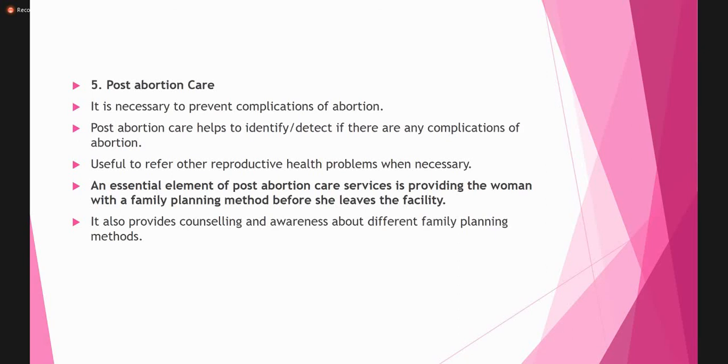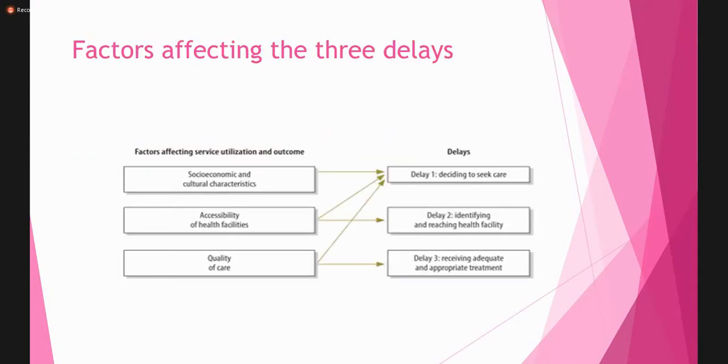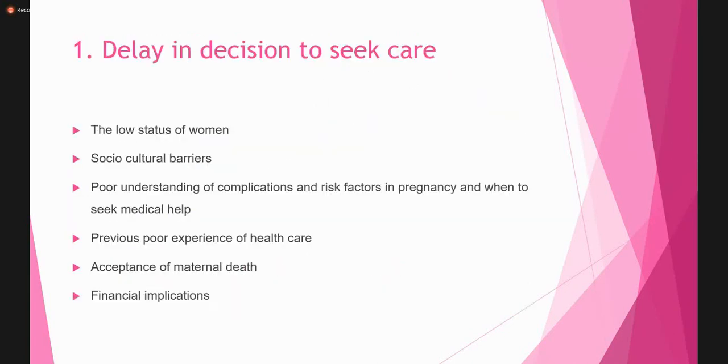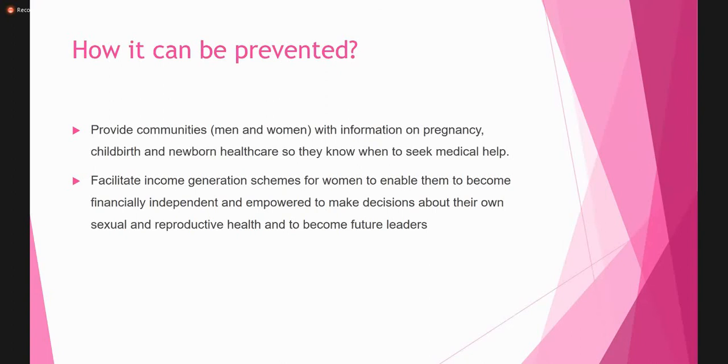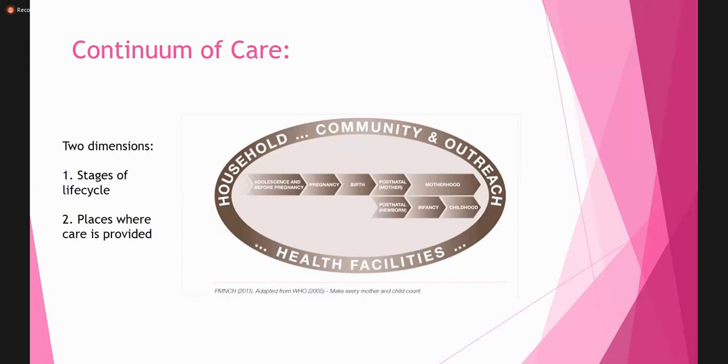Then the 3 delays model we discuss, that where the delays take place and which may lead to maternal death. The first delay in deciding to seek care, the second in identifying and reaching the healthcare facility, and then third, receiving the adequate and appropriate treatment. So if we are able to prevent the 3 delays, we'll be able to prevent the maternal deaths due to these delays.